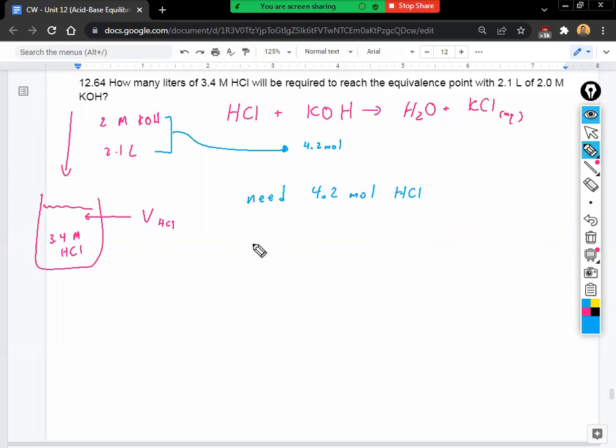That's a hard word, okay? And if you need 4.2 moles and you have the molarity, that's a very simple problem. Molarity is moles over liters. We're looking for volume anyway. So our volume is going to be moles divided by molarity. And then you're just going to plug that in. And that should give you a final answer of about 1.235 liters of your HCl solution.